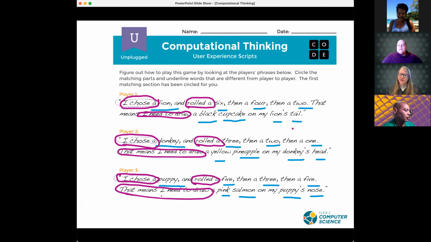And so one way to go through this is to, first of all, circle the matching parts and then underline the words that are different. So you look at each player and how they played it, and you look for what is in common for each of the scripts that they have and which ones are different. And so Sandra has a slide and she shows you what that would look like. And then from there, you could make a template or a script for playing the game.